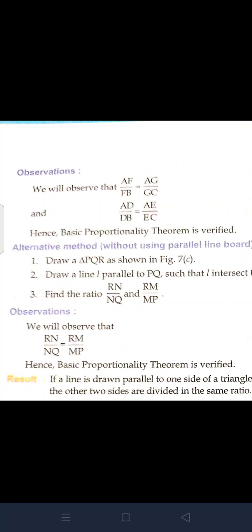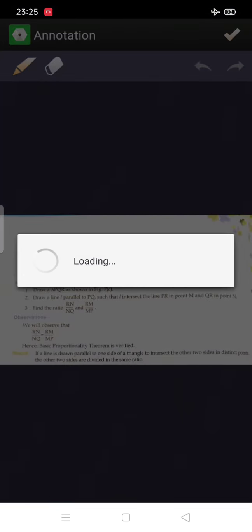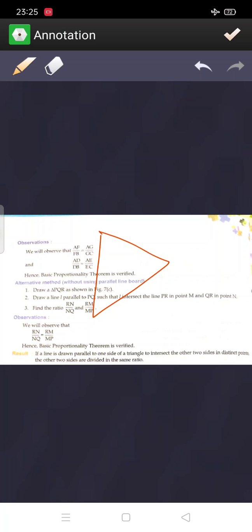The condition is given: DE should be parallel to BC. The line you are drawing should not be in a zigzag motion. It should be parallel only. Correct, children? You are drawing a triangle, you are drawing a line like this. No. It should be parallel only. Understood? Okay. Then you have observation. Result you can write, that's your choice. While writing, you need not write the alternative method. Only one method you will be describing.